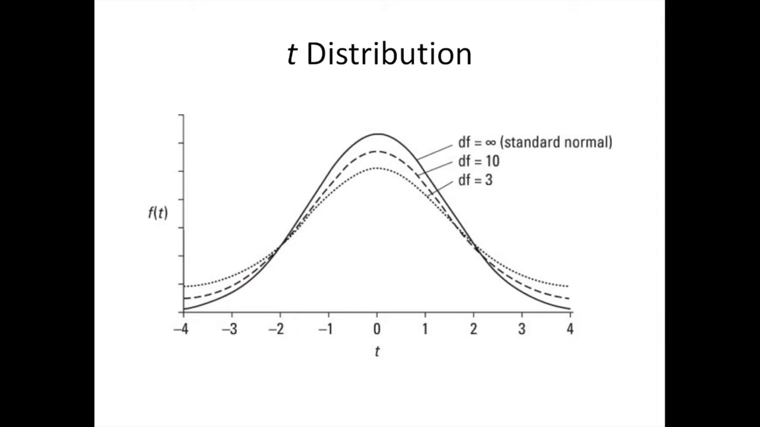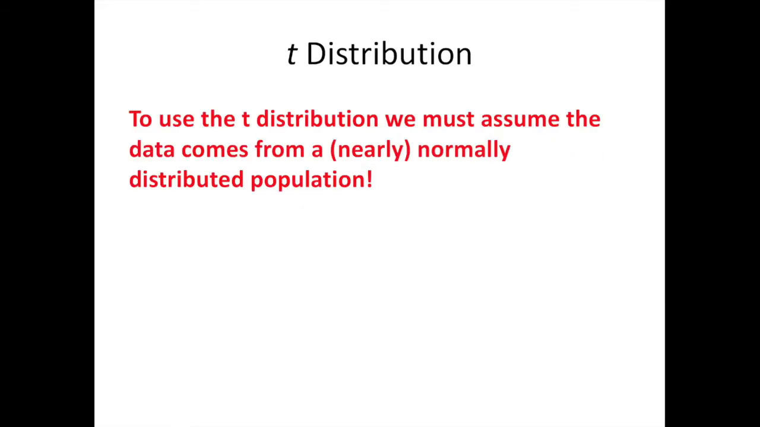This is the tool we will need to create proper confidence intervals for unknown population means. Now there's a catch, and the catch is this. To use a t-distribution, we must assume the data comes from a nearly normally distributed population. So when we have small sample sizes, we have to be very careful about what our sample distribution looks like. If we see our sample distribution is totally skewed, and our sample size is in like the 20s, we should not be using this approach.